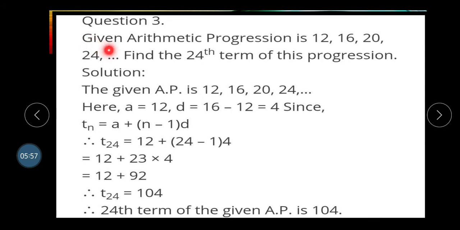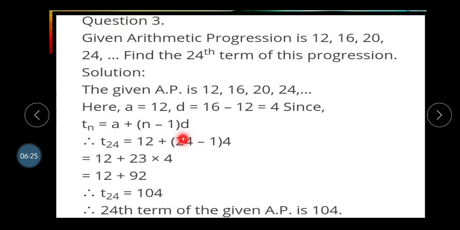Question 3. Given arithmetic progression is 12, 16, 20, 24. Find the 24th term of this progression. The given AP is 12, 16, 20, 24 and so on. A, that is the first term, is 12. D equal to 16 minus 12 equal to 4. Here 24 minus 20 also gives us 4.